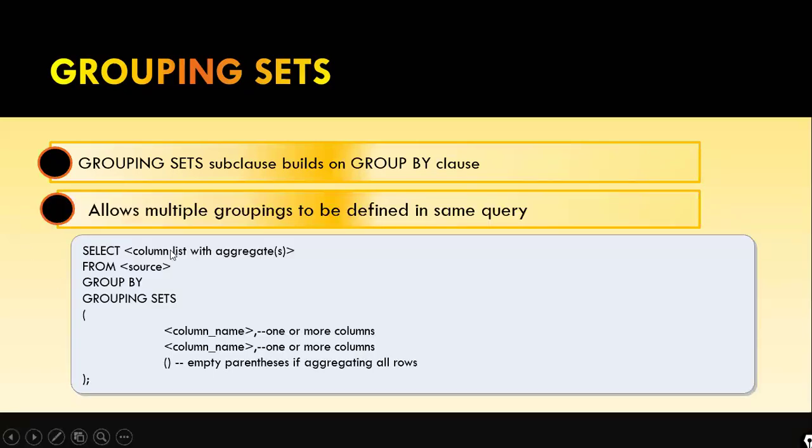In this case, it allows you to group multiple groups in the same query itself. Okay. As usual, you have select, from clause and group by, and followed by the group by, you need to use the grouping sets. Here you can specify one or more columns, and then empty parenthesis for aggregating all the rows.